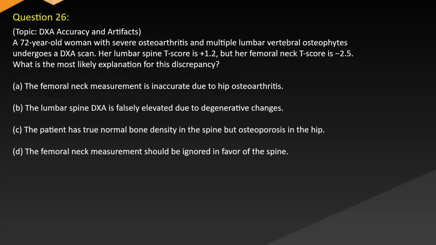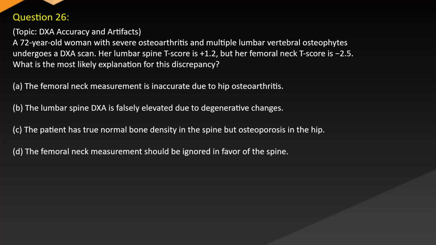Question 26, topic: DXA accuracy and artifacts. A 72-year-old woman with severe osteoarthritis and multiple lumbar vertebral osteophytes undergoes a DXA scan. Her lumbar spine T-score is 1.2, but her femoral neck T-score is -2.5. What is the most likely explanation for this discrepancy?